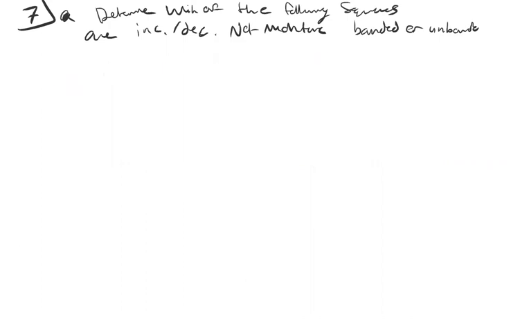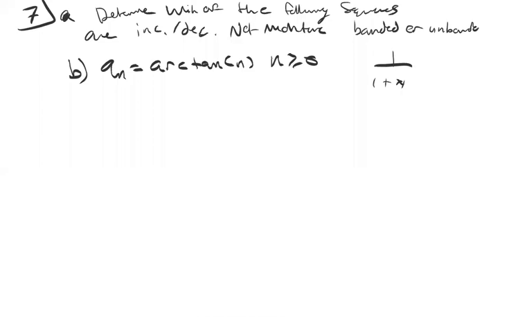And then B was arctan of n, greater than or equal to 0. Okay. Again, arctan is an increasing function, so the sequence has to be increasing. And we can verify that with the first derivative. It's 1 over 1 plus x squared, and that's positive for all real values of x. So we can verify with the first derivative that it is increasing. You can appeal to the graph of arctan. That's totally fine as well.